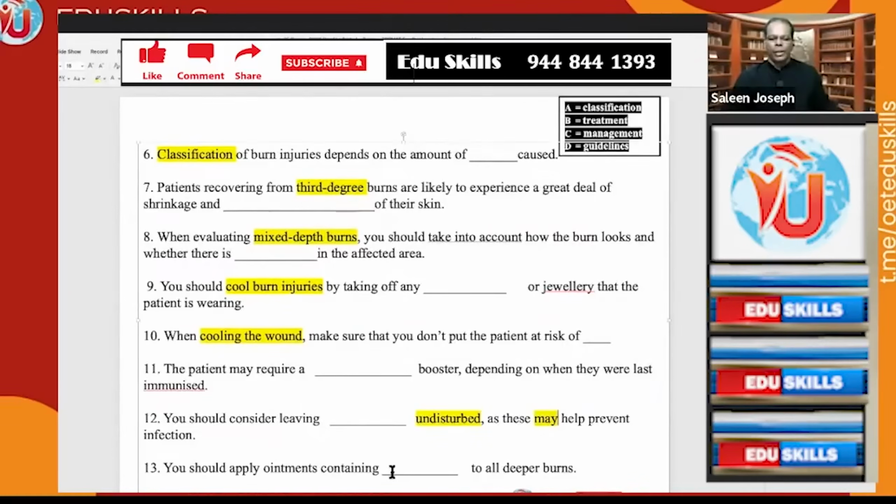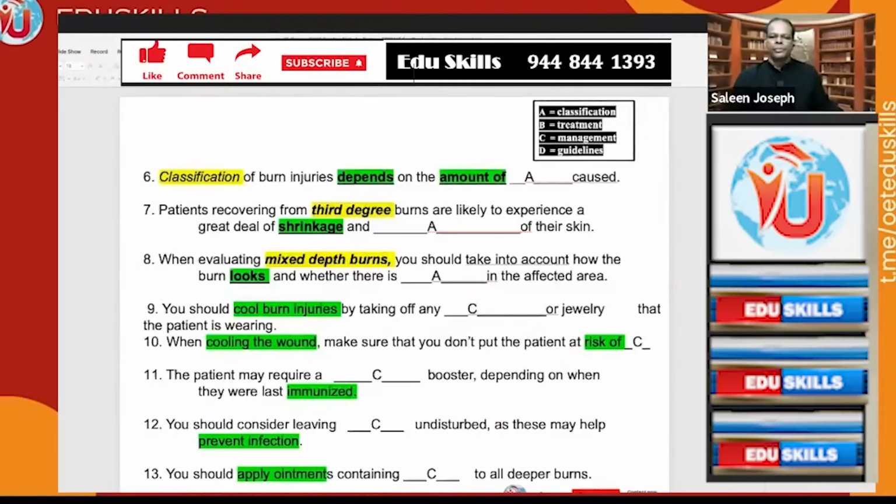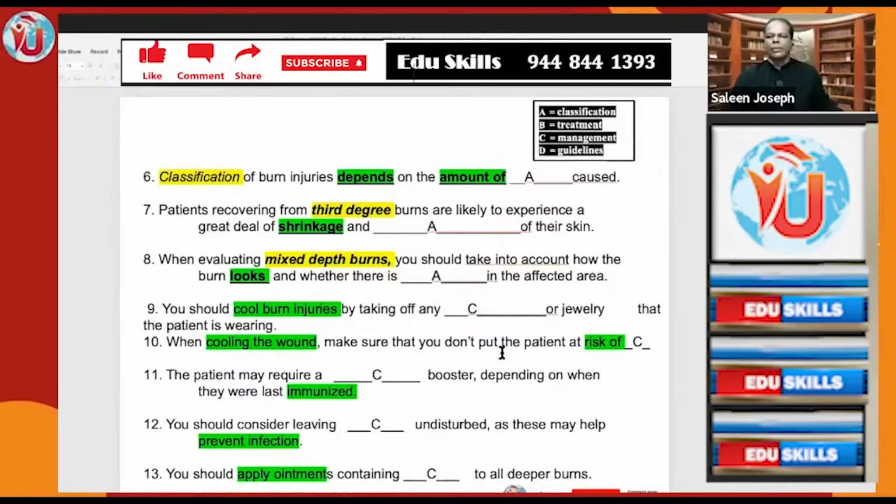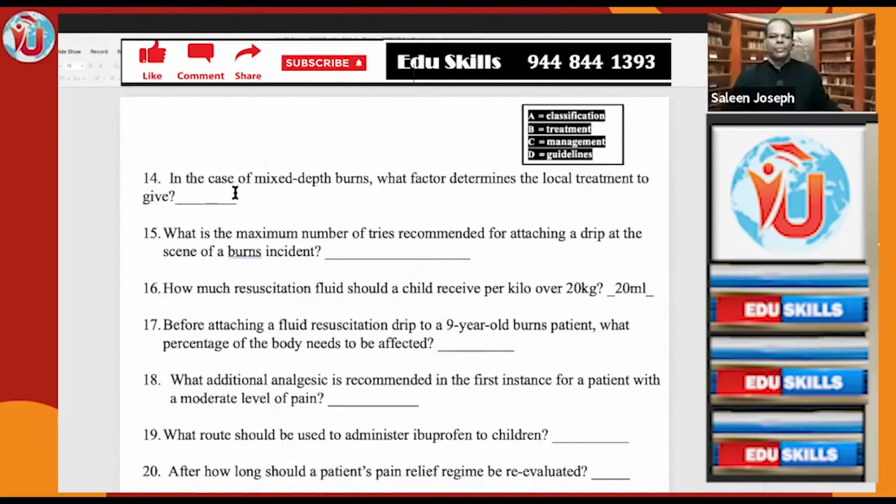You should apply ointments containing silver to all deeper burns. Treatment. Let's confirm. See now, classification, A. No, third degree, A already correct. Next, depth, A. Cool burn injuries, C. Cooling the wound. Risk of C. Okay, that was management. 11th one, management. And it should consider leaving dressing to prevent infection. Again, management. Now coming to 14. In the case of mixed depth burns, again A.